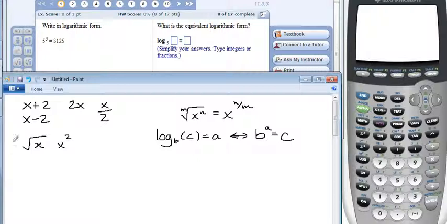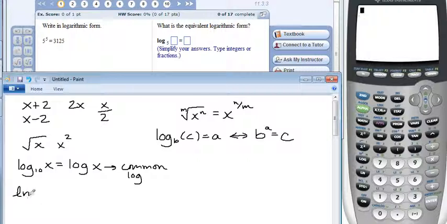We have 2 types of logs. We have a common log, which is the base is 10 here, okay? And when we write those, we don't even write the base 10 in there. We just leave it out. So this is called a common log, okay? We have a common log button right here, all right?